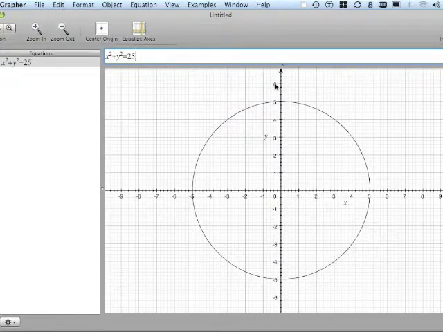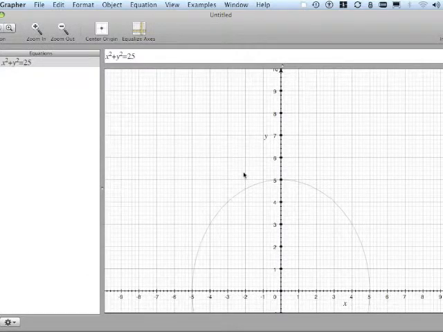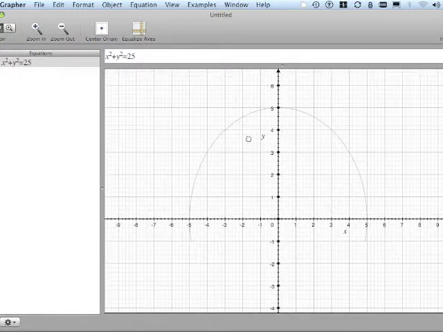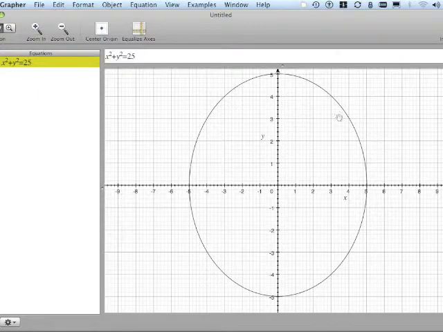Now, depending on your viewing window, I just want to show you that potentially your viewing window makes it look more like an ellipse than a circle. So let's look at that. Suppose it came out looking like this and you wanted to equalize the axes so that it looks more like a circle. That's what this button up top is for.